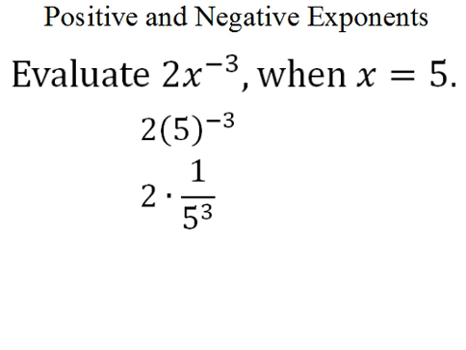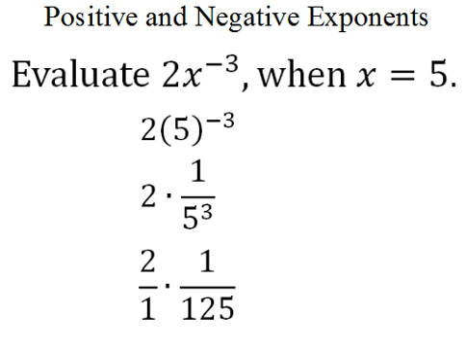The 2 is not part of that base, so it just stays put. It doesn't move. Nothing happens to it. We haven't done anything with it yet. Further simplifying 1 over 5 to the third, we get 2 times 1 over 125. Again, notice that 5 to the negative third became 1 over 5 to the positive third, which is 1 over 125.